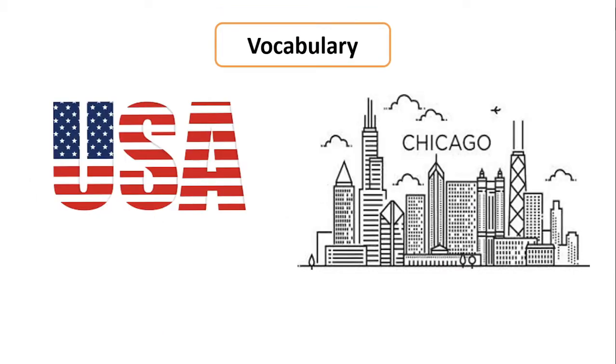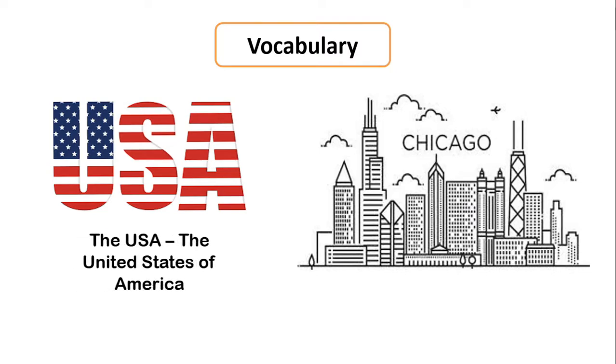Now, let's pay attention to the following picture. In these pictures, in this vocabulary section, we can see the USA. This is an acronym. What does it mean? The USA means the United States of America.